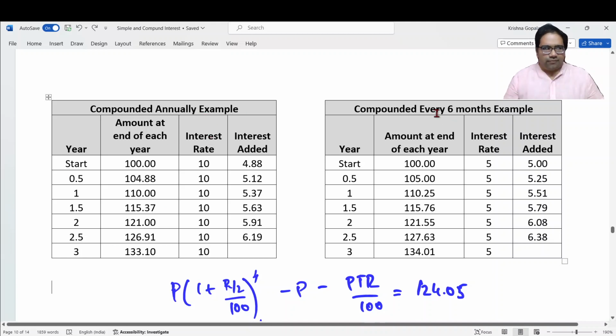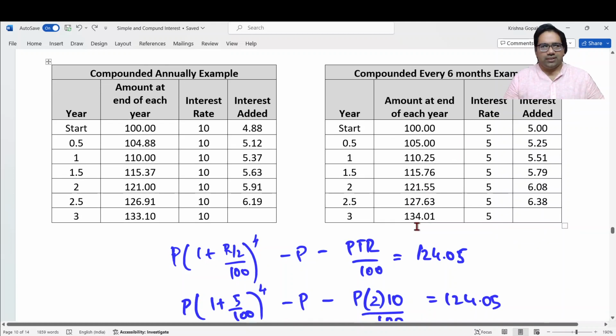Now, in case of the same 10% compounded every 6 months, the 10% for the year means 5% every 6 months. They will keep adding 5% worth every 6 months. So, for example, 5% means 100 into 1.05. They'll add it here after 6 months. And then 105 into 1.05 becomes 110.25. 110.25 into 1.05 becomes 115.76. So likewise, for 3 years, every six months they'll keep adding interest.